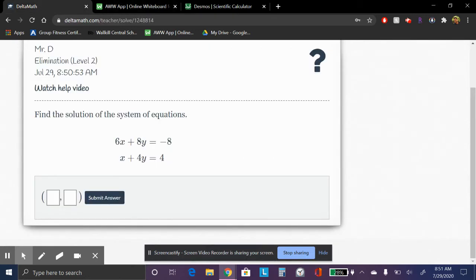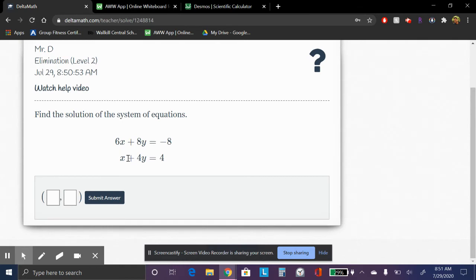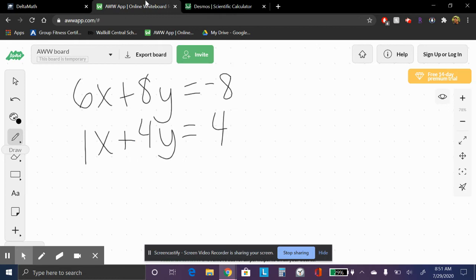And the other one is x plus 4y equals 4. I'm going to put the 1 out in front just to show that there is a 1 out in front. Now you take a look at here. Well, actually 1 goes into 6 and also 4 goes into 8. So you could eliminate either letter to start off with. I'm going to eliminate the y's.